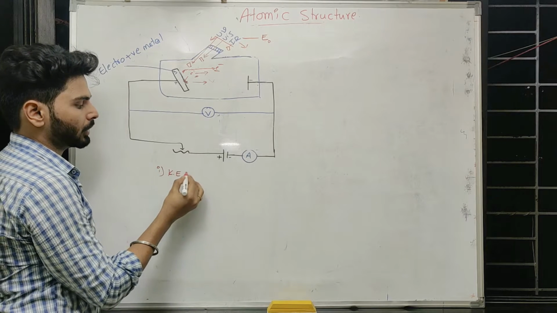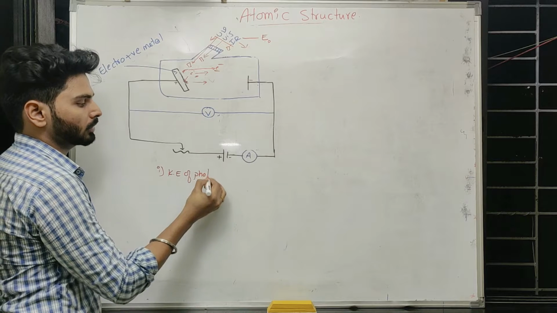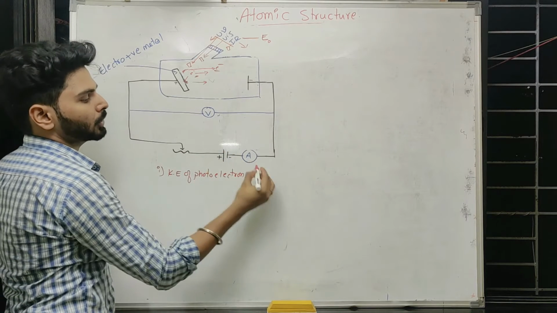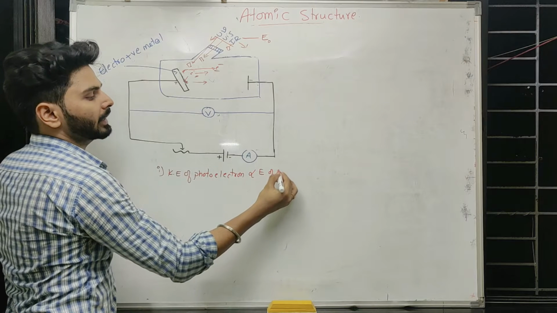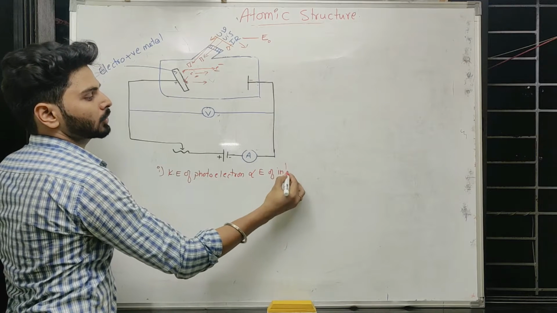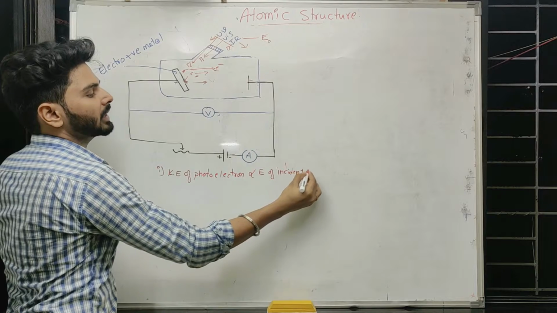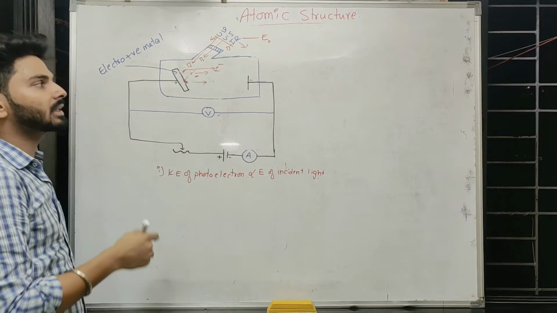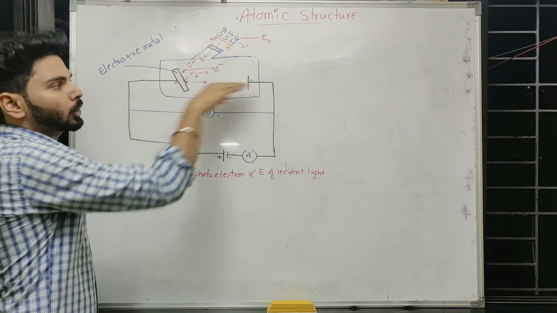The kinetic energy of the photoelectron is directly proportional to the energy of the incident light. So this is very important. When we increase the energy of the incident light, that excess energy will be used in the propagation of the electron towards the cathode.